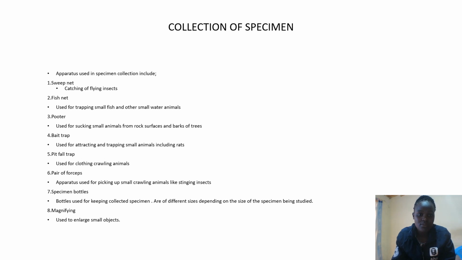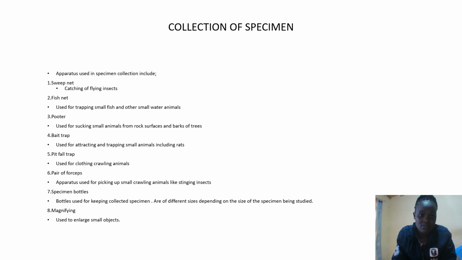We have the putter. The putter is used for sucking small animals from rock surfaces and the bark of trees. You place it in a position where it can attract and suck, and it will pull the small animals that are found on rock surfaces and also on the bark of trees.